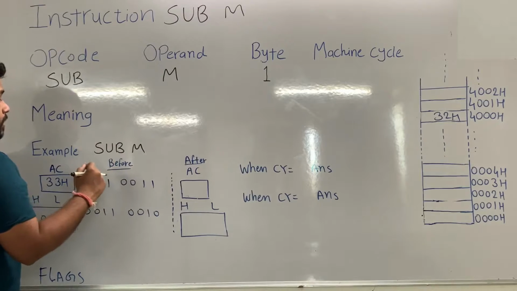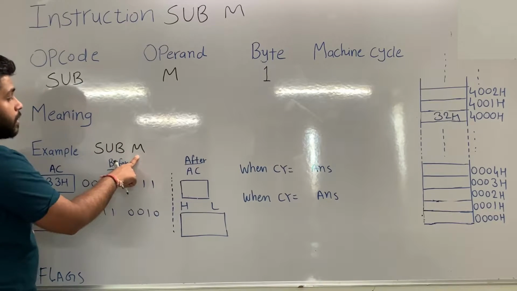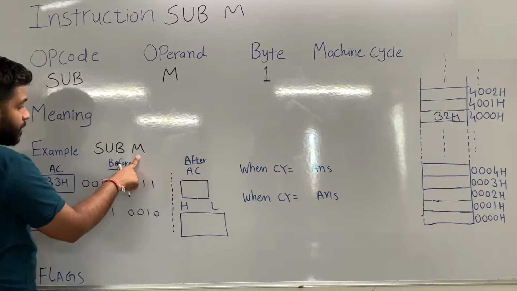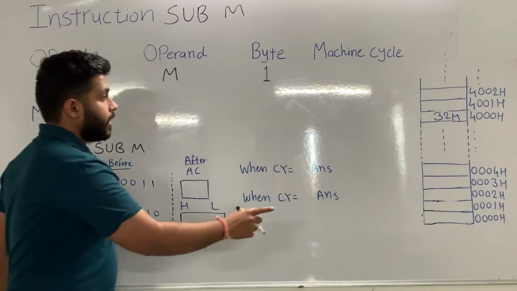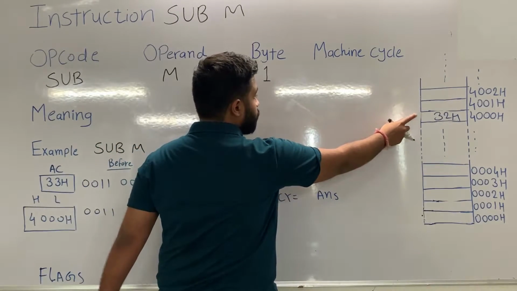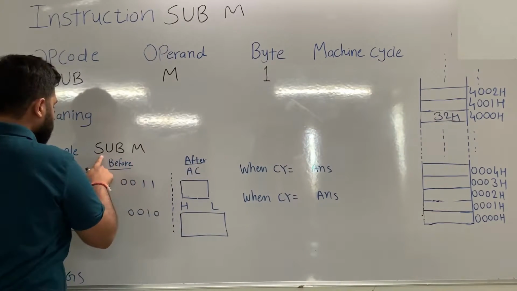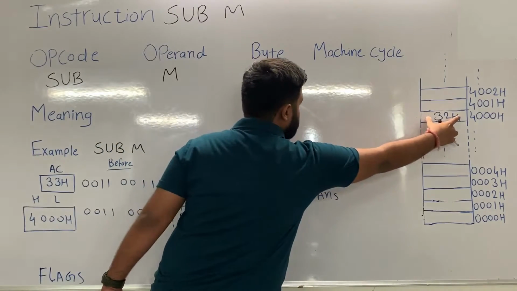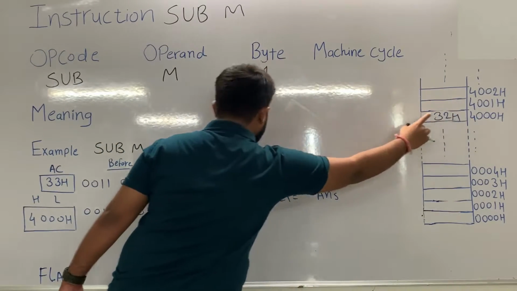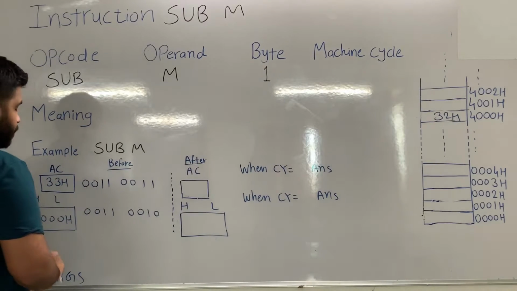Now, what is the content of the memory location? We know that whenever M is present in the instruction, it means the memory location specified in the HL pair. So in the HL pair, which memory location is specified? 4000H. So what is the content of 4000H? It is 32H. So when this instruction SUB M is executed, it means subtract the content of the memory location specified in the HL pair from the accumulator, and the answer will be stored in the accumulator.